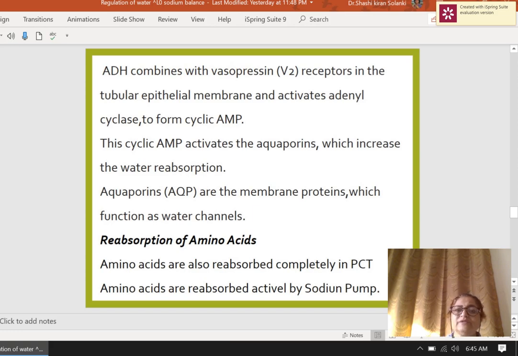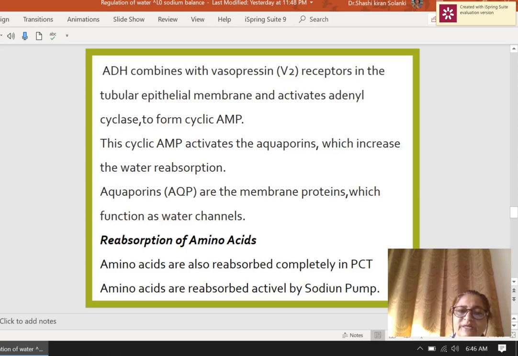It also combines with the vasopressin receptors in the tubule epithelial membrane and activates adenyl cyclase. This adenyl cyclase forms cyclic AMP. The cyclic AMP activates the aquaporins, which increase water reabsorption. These are special proteins located in the plasma membrane. Aquaporins are membrane proteins, as I have told you, and they work as channels for reabsorption.